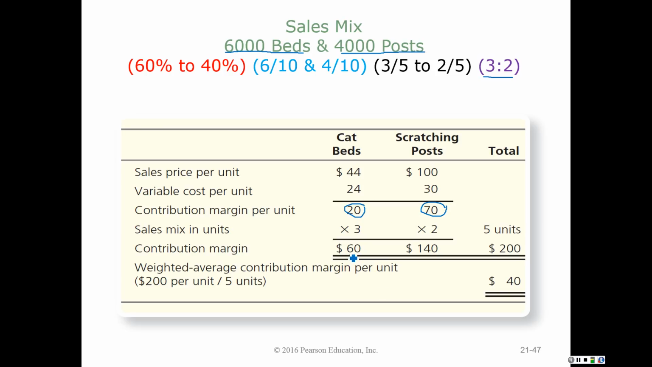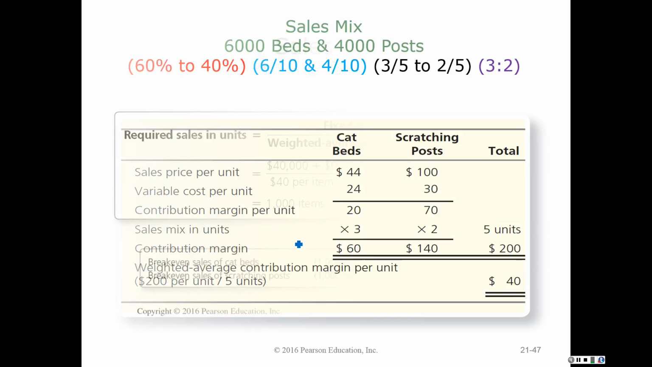So our weighted average contribution margin is going to be $60 for cat beds, $140 for scratching posts, which gives me a total weighted contribution margin of $200. We divide that by the number of units that we are looking at in our ratio, 3 to 2, 5 units, which gives us the weighted average contribution margin of $40. So now I have the number that I need to calculate break even for this product.